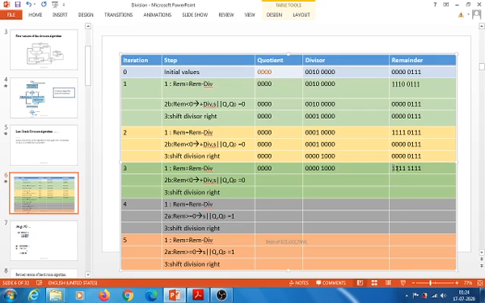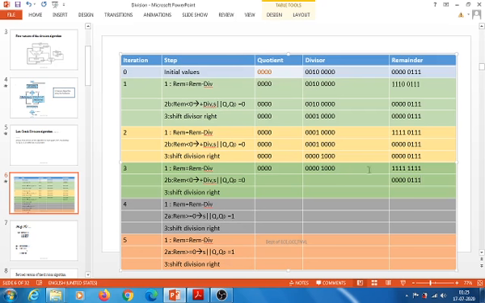So this is again 1, that is less than 0. So what I must do? I must add the content of the divisor register to the remainder register, and I must place it here. Okay, so if I place it here, what I will get? What I must get is 0 0 0 0 and 0 1 1 1, because I want to restore all the values.